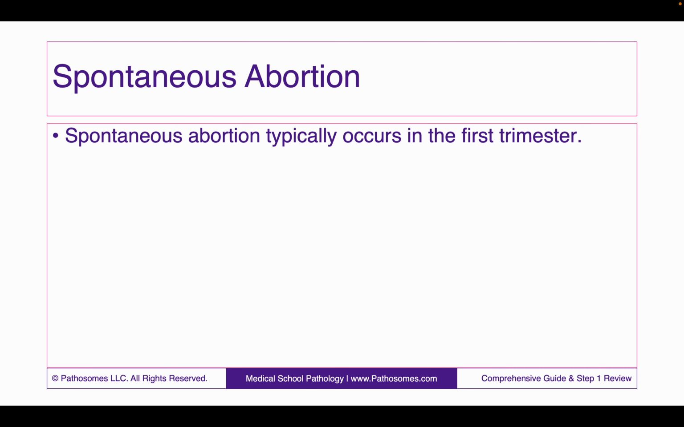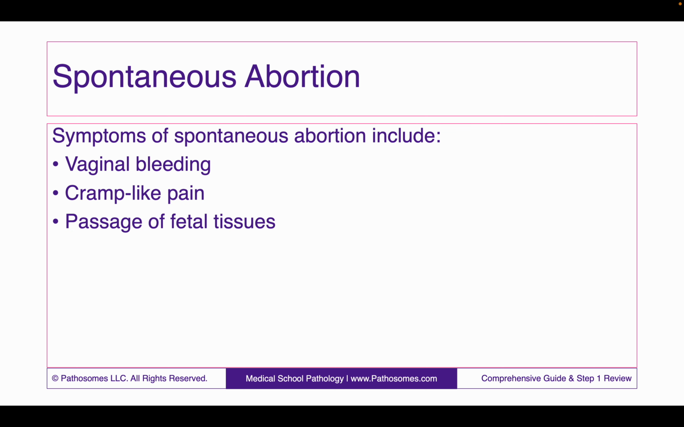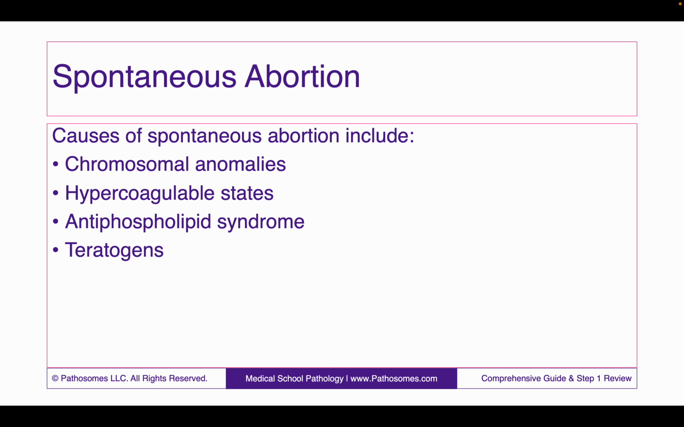Spontaneous abortion typically occurs in the first trimester. You might be asked that. Spontaneous abortion is common and actually happens in up to 1/4 of recognizable pregnancies, so it's pretty common. Symptoms of spontaneous abortion include vaginal bleeding, cramp-like pain, and passage of fetal tissues, and causes of spontaneous abortion include chromosomal anomalies.